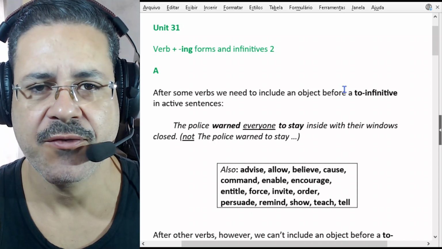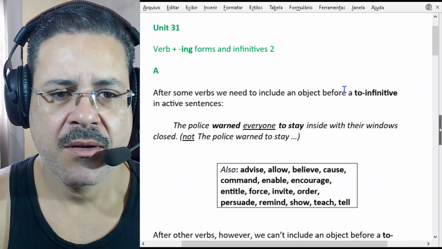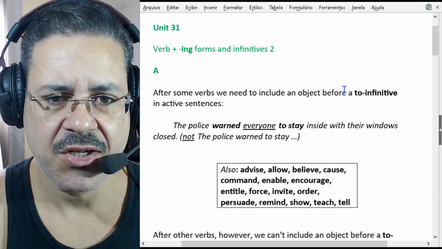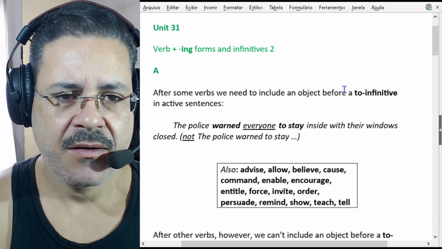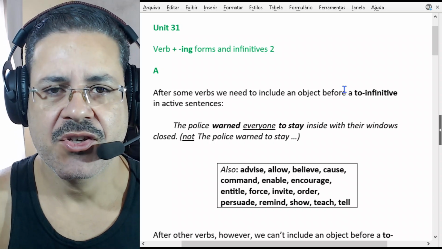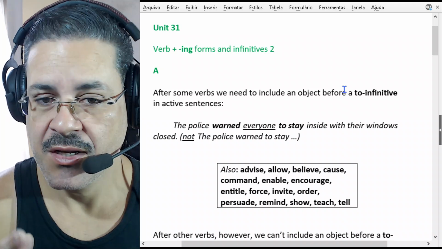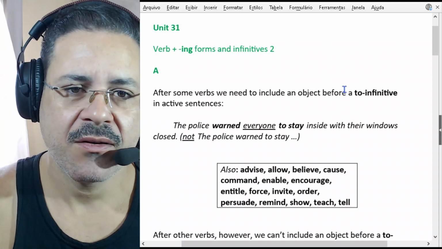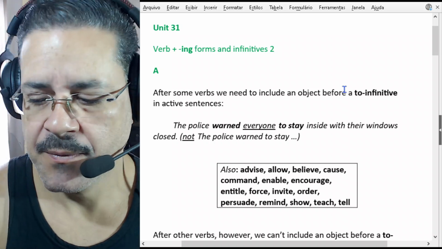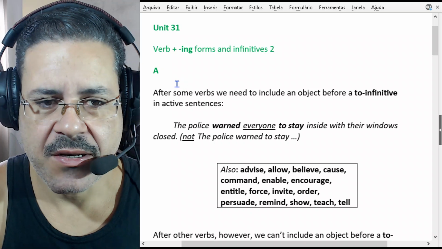Okay, without any further ado, let's go over the second part of the verb plus ing structure. This is Unit 31, obviously, where we're talking about the construction of verb plus ing forms and infinitives too, following the previous lesson, also about ing forms. Okay, let's move on. This is section A.